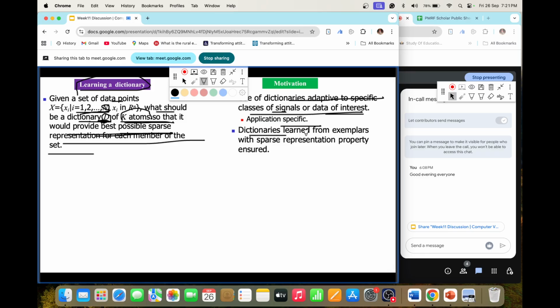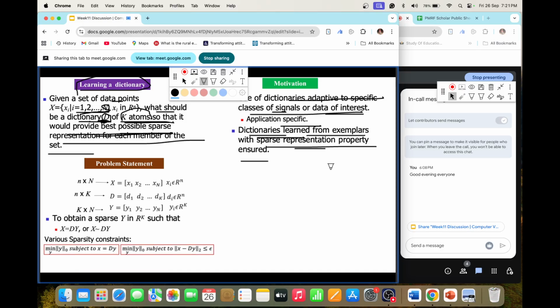Then the dictionary is learned from examples with the sparse representation property ensured. So if we learn the dictionary from examples, that is, for the particular specific task we have, with sparse representation, the sparse representation would be easily ensured. So that is the thing.